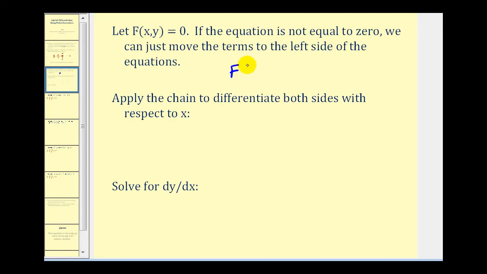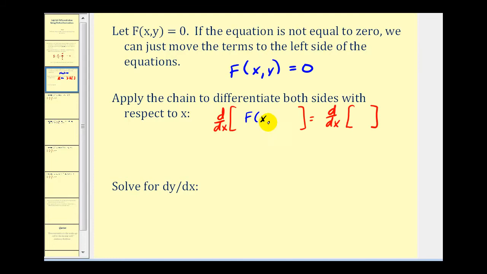So we're going to start with f(x,y) = 0. Now if our equation is not equal to 0, we can move terms around so that it is equal to 0. Then we're going to differentiate both sides of the equation with respect to x. When we do this, we have to apply the chain rule to the left side, meaning we first find the partial with respect to x, then multiply that by dx/dx, plus the partial derivative with respect to y times dy/dx. Then of course the right side would be 0.